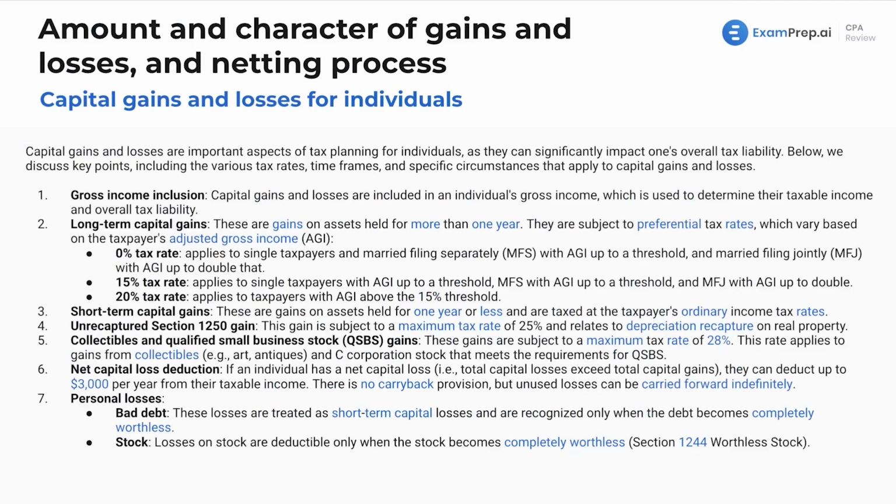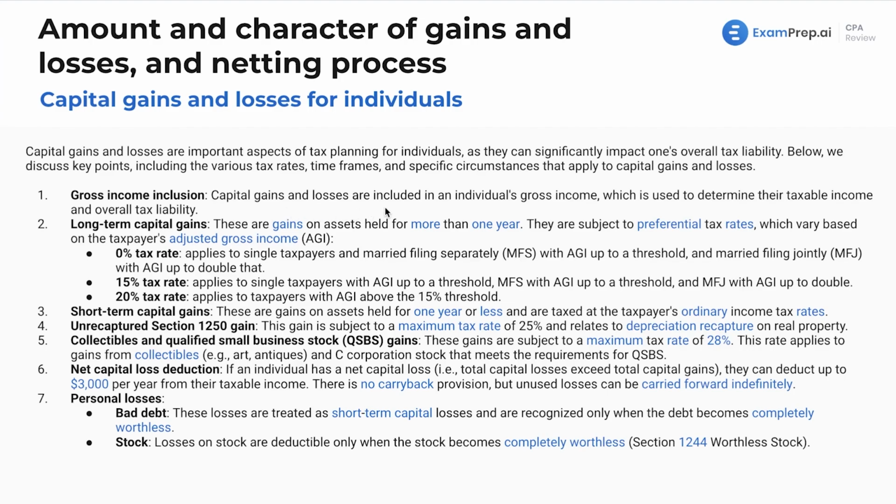We're going to deal with a bunch of important points here when it relates to capital gains and losses for individuals. These are important aspects for tax planning for individuals as they can significantly impact one's overall tax liability. Below, we've got some key points, including various tax rates, timeframes, and specific circumstances that apply to capital gains and losses. First off, we've got the gross income inclusion.